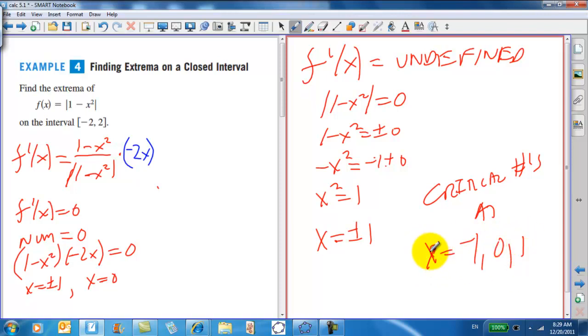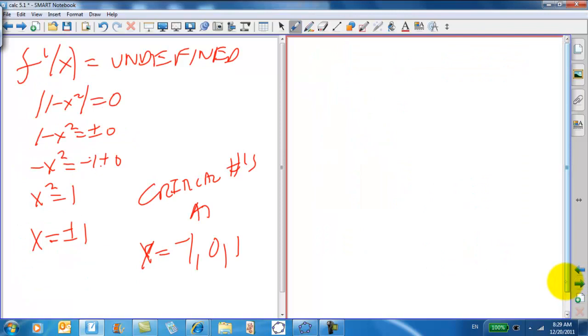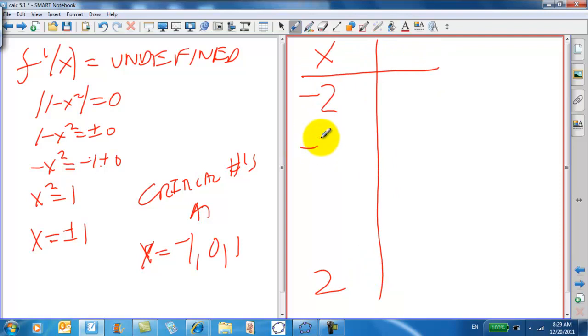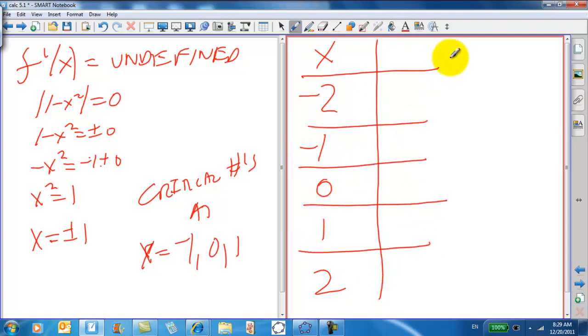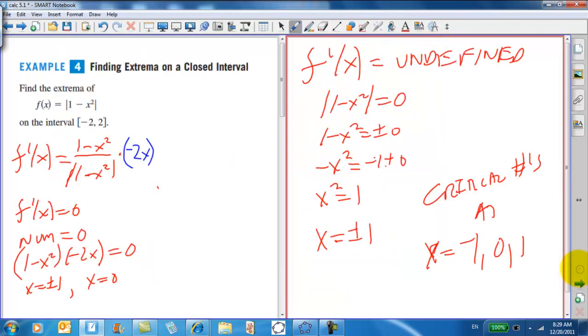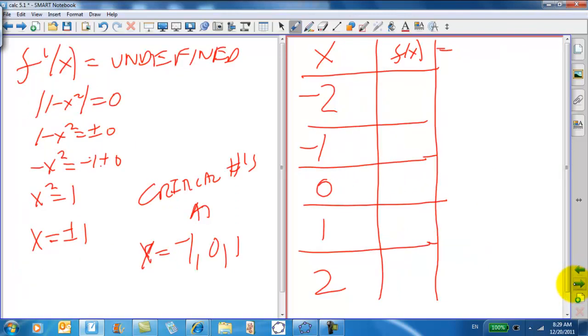So we should check on those, but we're also looking over the entire interval from negative 2 to 2. Always remember the endpoints of your interval. We want to look at negative 1, 0, and 1 because those are critical numbers. Also, we want to look at the value of each of these by putting them into the f of x rule. And don't forget, don't put them back into the derivative, put them back into the original equation, f of x equals 1 minus x squared. So when we do that, let's do some of the easy ones here.